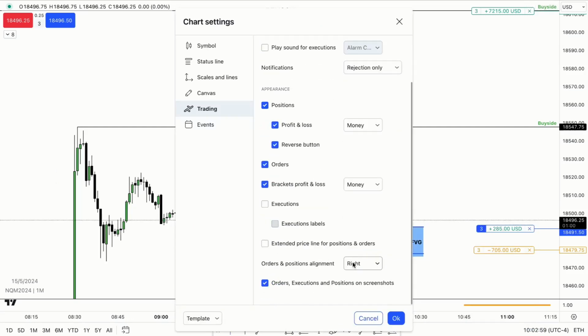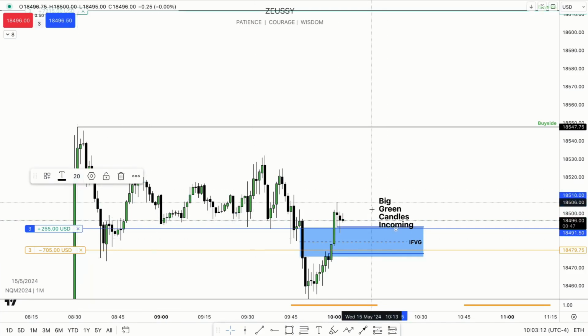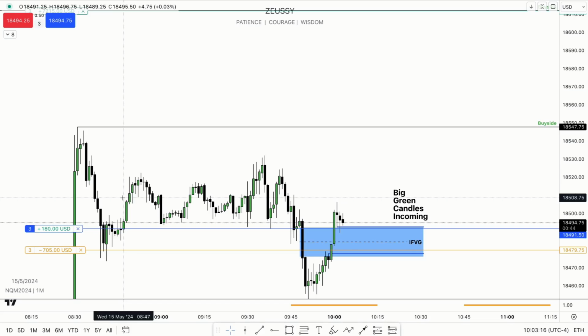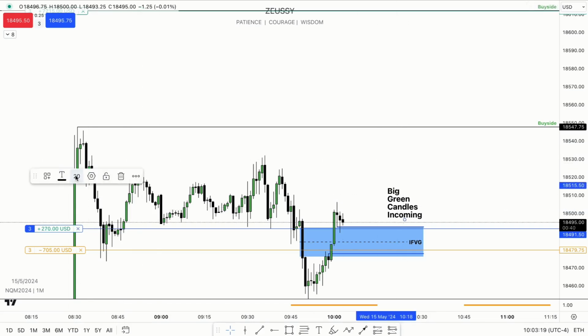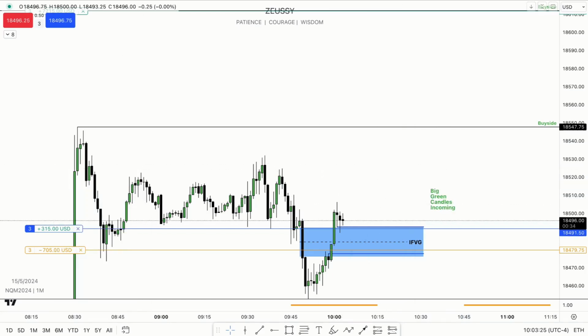Just want to have this on the left side of the chart. I'm anticipating big green candles to come. And I don't want you to be looking at the P&L. I want you to simply be looking at how the candles are delivering, because that's the only thing that matters.